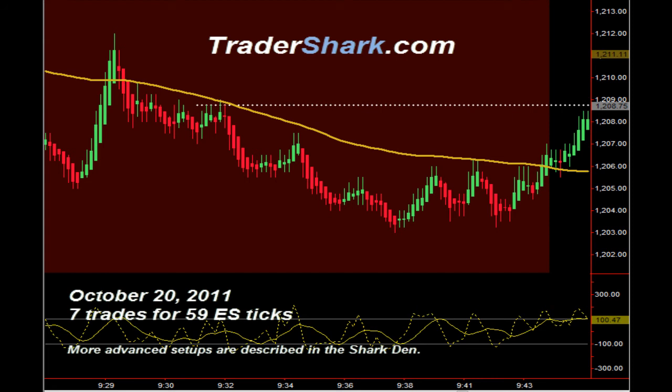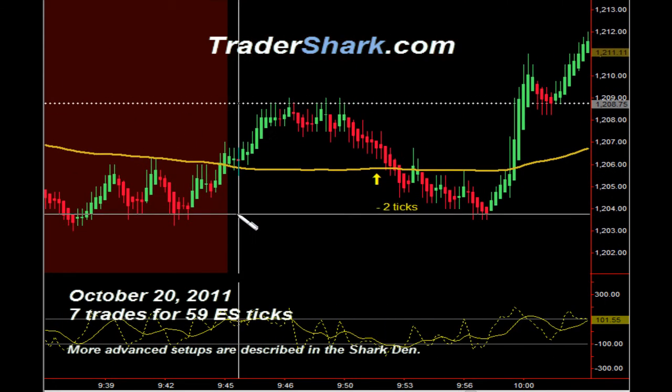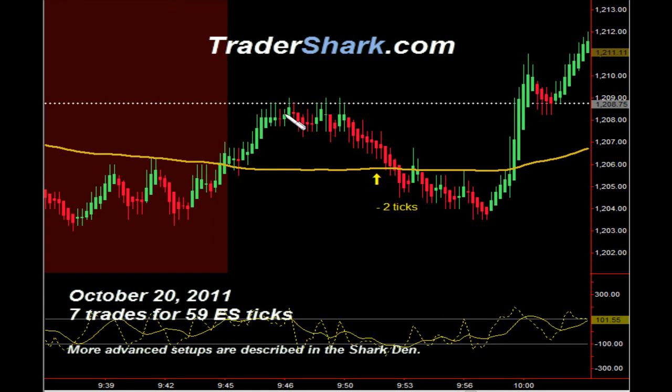We are showing 7 trade setups for a potential profit of 59 ES ticks. The market opened up this morning at 1208.75, represented by the white dotted line. We don't generally trade from 9:30 until 9:45. Coming out of the no trade zone, we retraced back up into the opening price. We had a sell-off, an opportunity to get long. Target 1 was hit and got stopped out for -2 ticks.